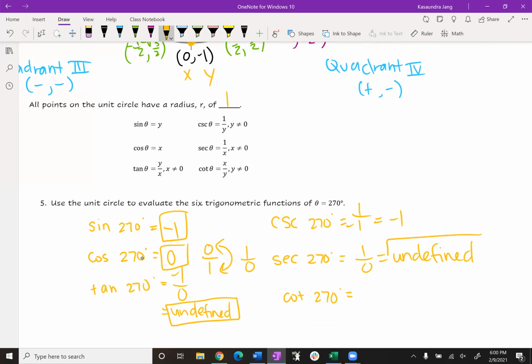And my last one is cotangent of 270, which is the reciprocal of tangent. I know my final answer on tangent was undefined, but this fraction, if I do the reciprocal of that, I'm going to get 0/-1. That I can divide by -1. 0 divided by whatever is still 0. So that one is defined. It is 0.